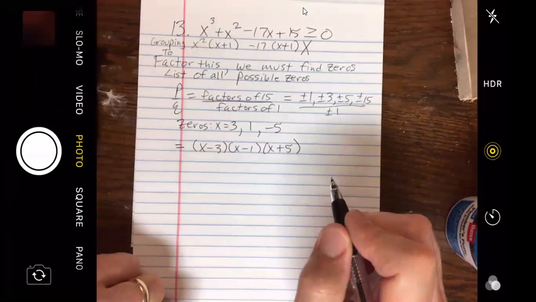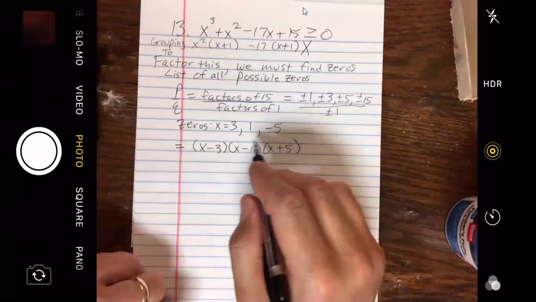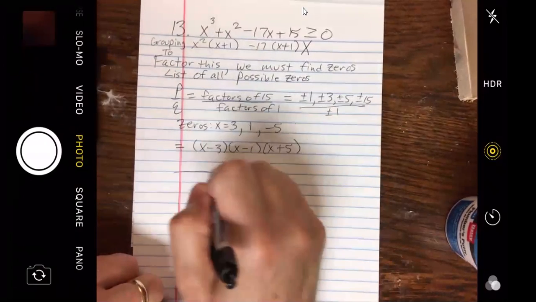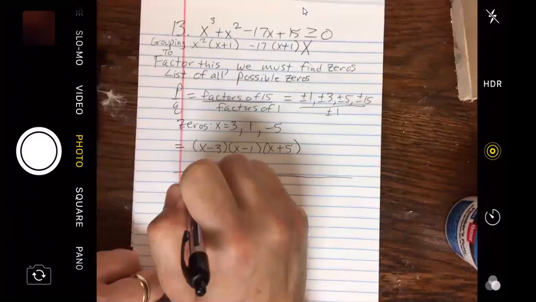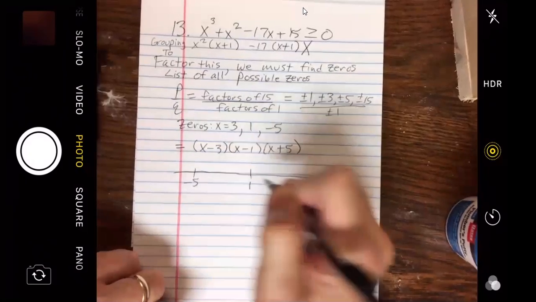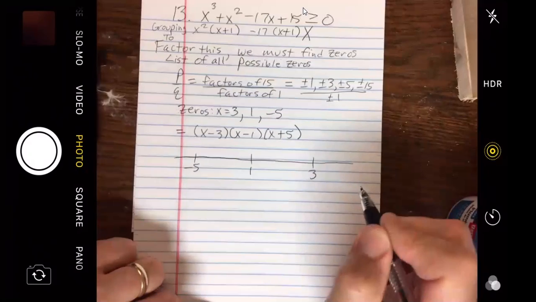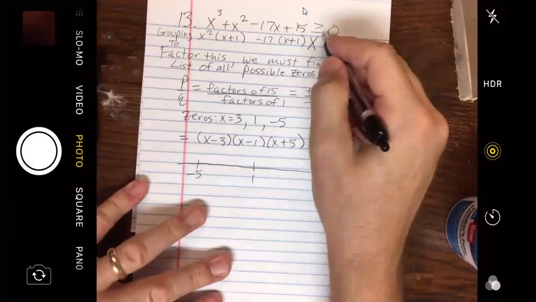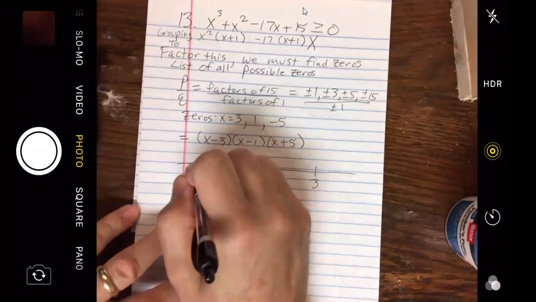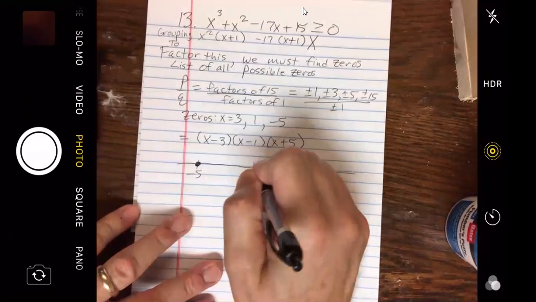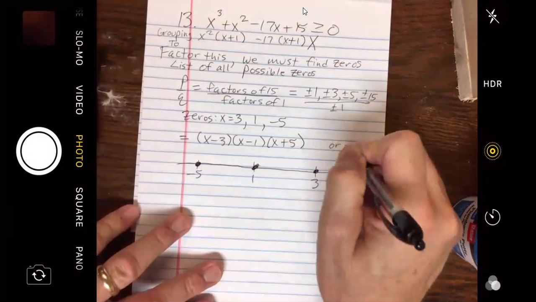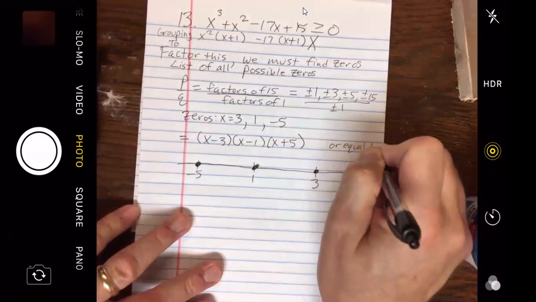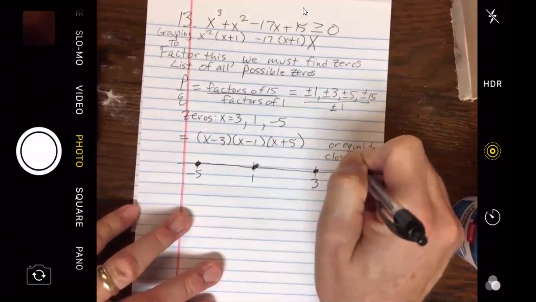I guess you don't technically have to write the factored form down, as long as you know your zeros. We will put negative 5 first, and then 1, and then 3. We have an or equal to, so this one will have closed circles.